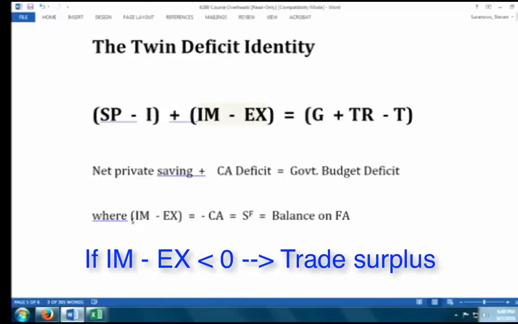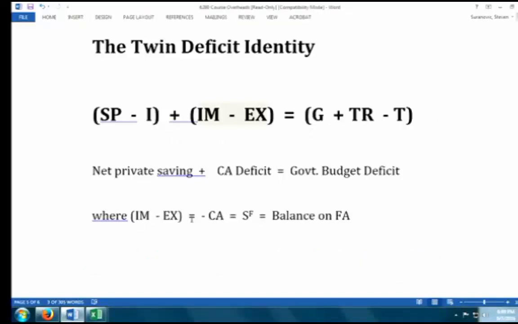We can also note that imports minus exports, we can say it's the negative of the current account. We could refer to it as foreign savings. Or we could refer to it as the balance on the financial account. It's any and all of those things.